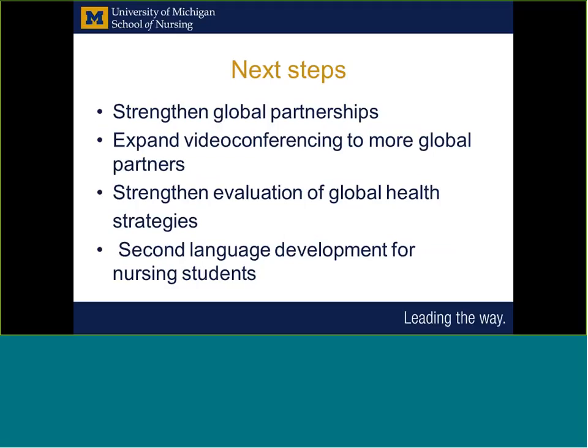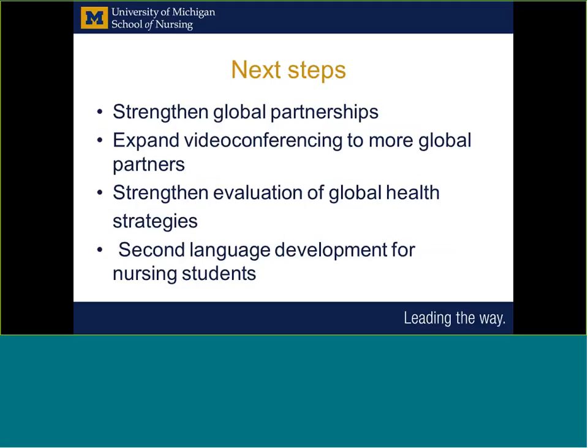So our next steps are to continue to strengthen our global partnerships. We will be continuing our video conferencing work with Haiti in the fall and with India in the winter semester of the academic year. And we are hoping to expand our efforts to other schools. We have some other schools that we have spoken with, again, looking at these issues of timeline, academic calendar, connectivity, making sure that we can have a successful experience.